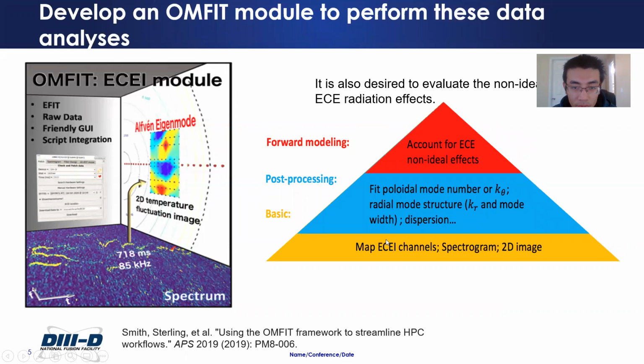So we designed the module for 3 needs. The basic need is to know where ECEI is, do spectrograms, and do 2D images. Then develop some advanced algorithms to extract quantitative information from the image, like the poloidal mode number, radial wave number, and turbulence dispersion. And last, because EC radiation is not ideal in some cases, we need to understand EC radiation and run the forward radiation code using the module.